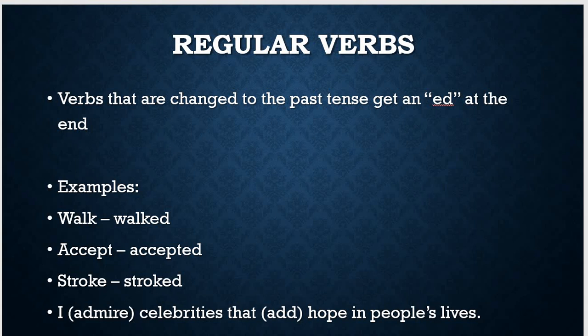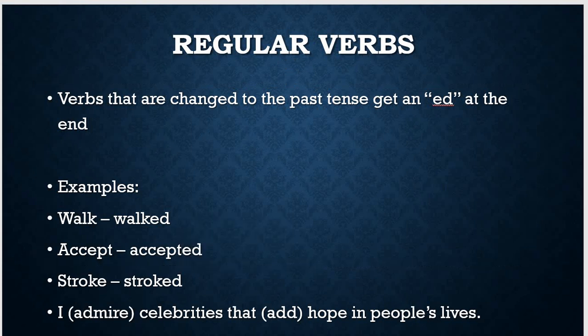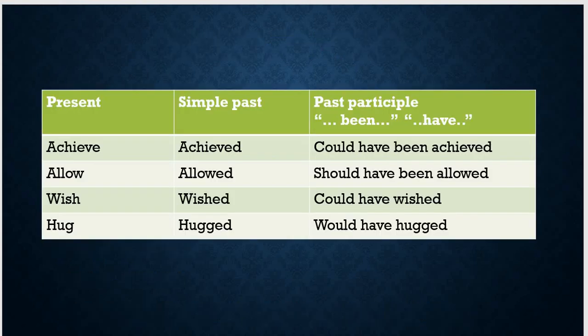I accept the present. I accepted the present. I stroke my dog. I stroked my dog. So this sentence, I admire celebrities that add hope in people's lives, can also change to I admired celebrities that added hope in people's lives. As you can see, all of these words get ed added to the end. It is regular to just add an ed to the verb when it is changed to the past tense.